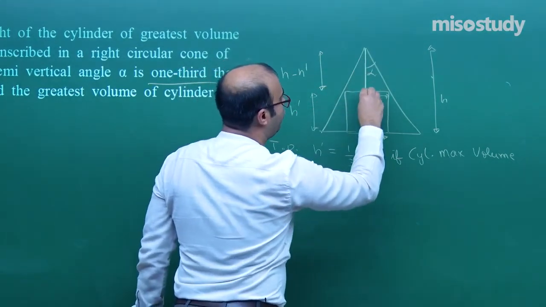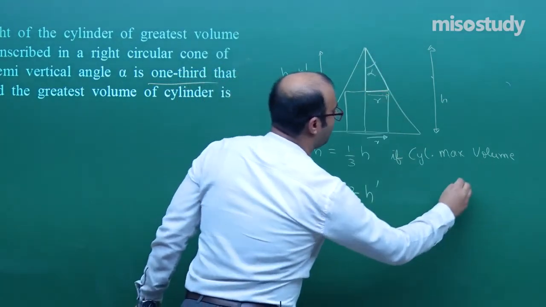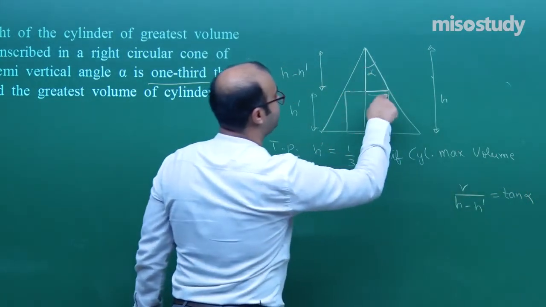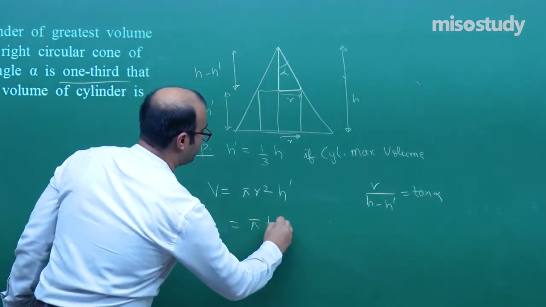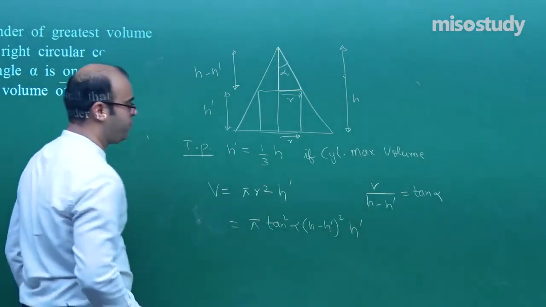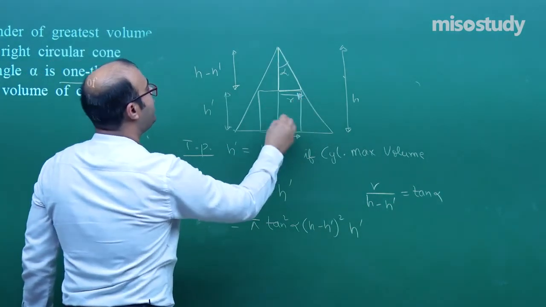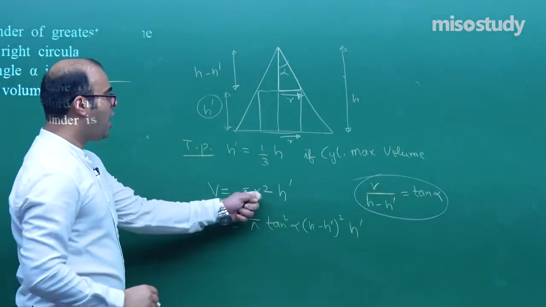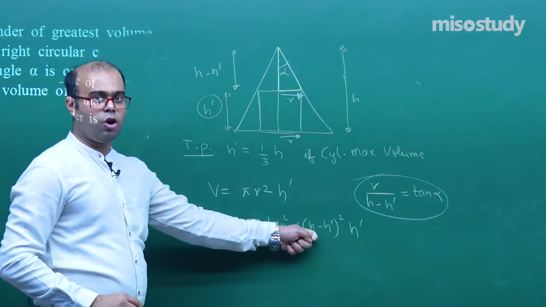If we apply trigonometry here in a right angle triangle, we will say that r by h minus h dash is equal to tan alpha. Tan alpha is perpendicular by base. So the volume can be written as pi tan square alpha into h minus h dash whole square into h dash. So what we have done here, we have expressed this unknown quantity r in terms of another unknown quantity h dash by using this relation. So this r is replaced in terms of h dash. Alpha is already given, it is a constant. h is given, it is a constant.